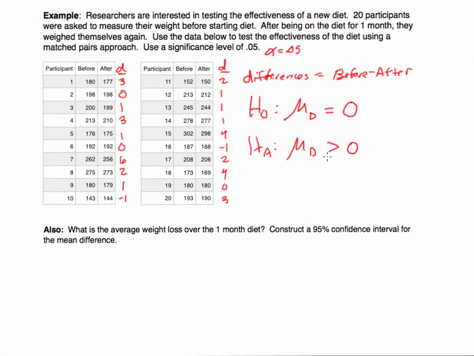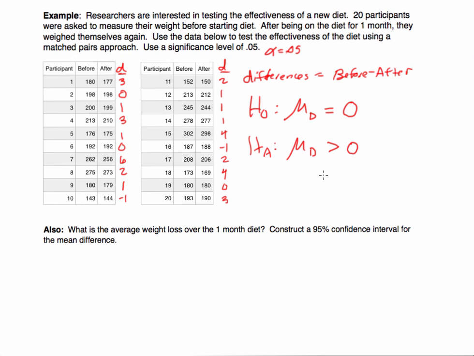We don't want to do less than 0 because we're not testing then that the diet was effective. The only way for us to test whether or not it was effective or it's not is to look at the before minus the after and whether that was positive. That means if you have a positive number here, there was a mean weight loss greater than 0, then the diet was effective. So what I'm going to do is to put this information into statcrunch.